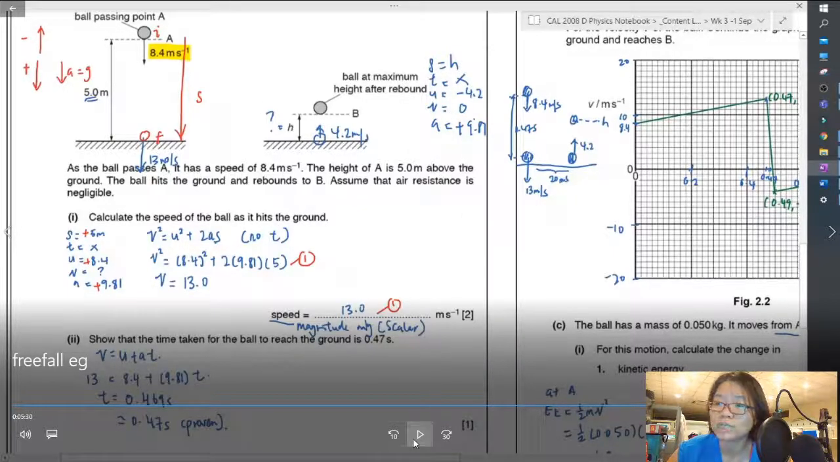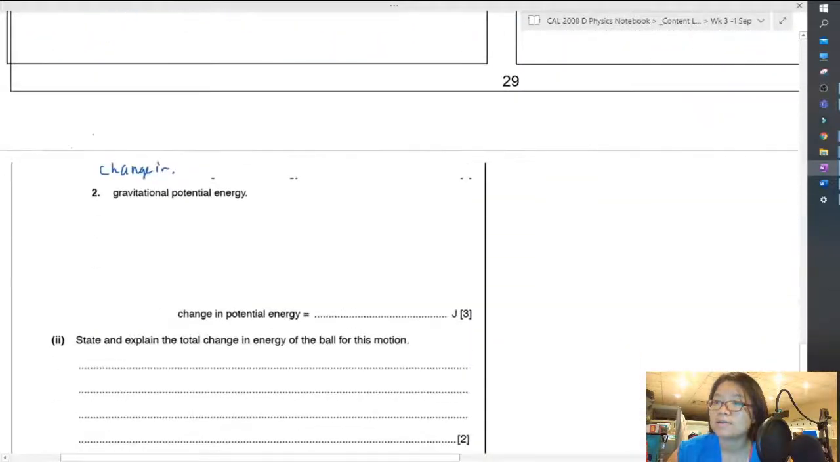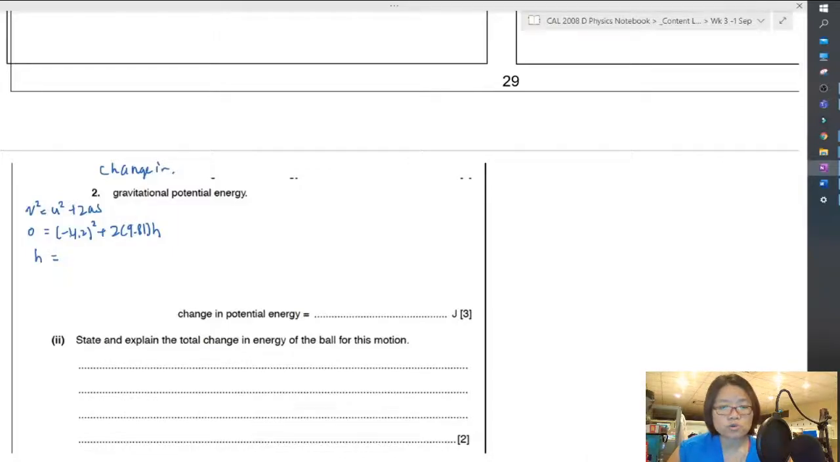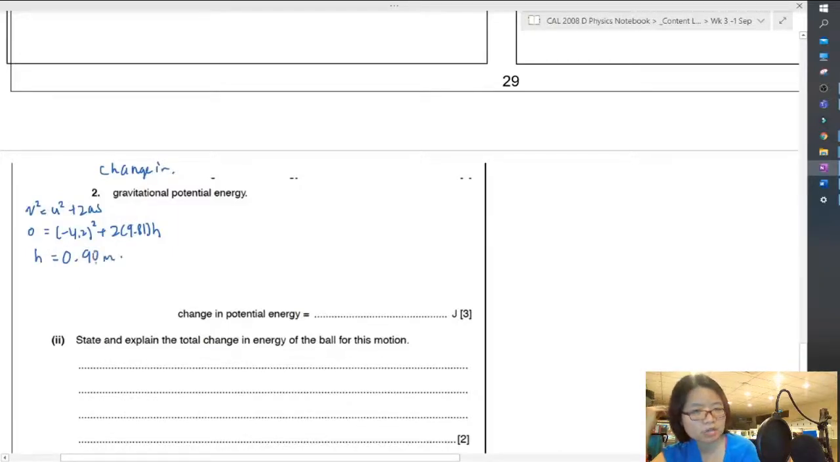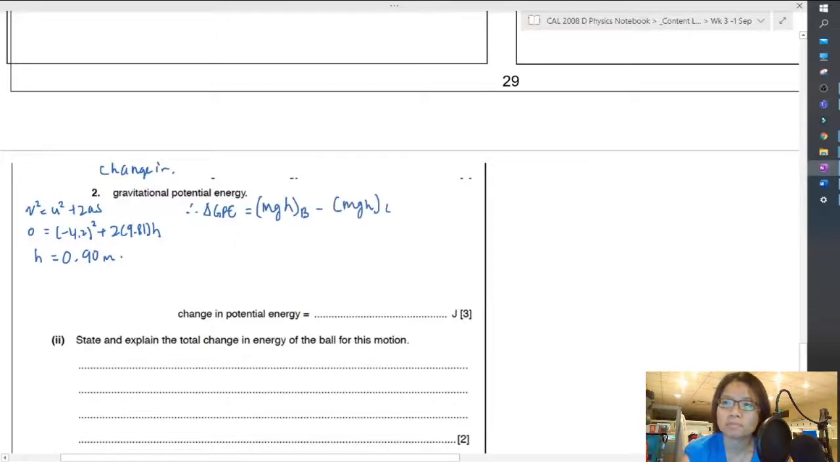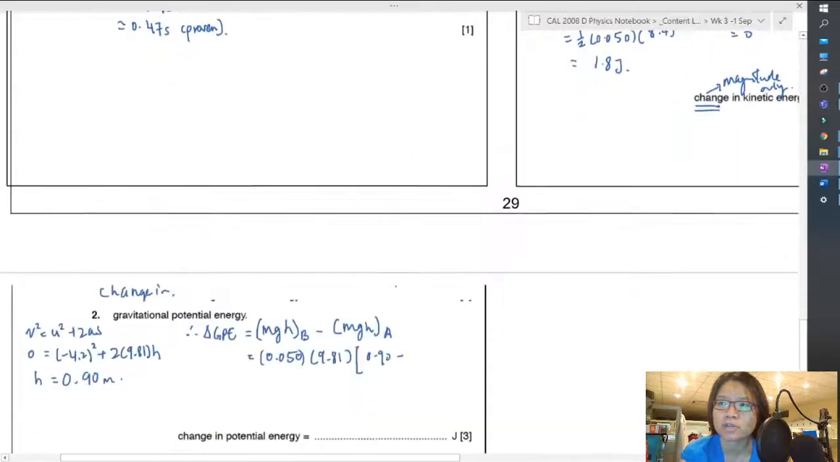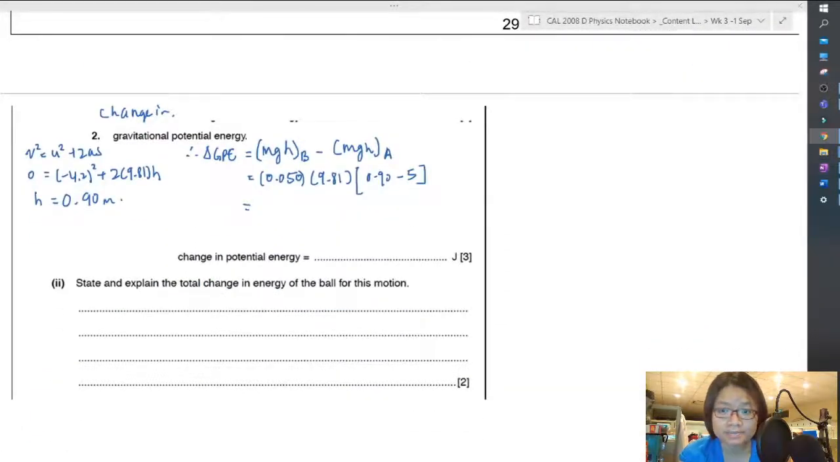Use the equation with no t. Alright? So in this case, I can use v squared = u squared + 2as. I'm looking for h, which is s. Alright? So your rebound height should be less than 5 meter, obviously. Around 0.9 meter. So a change in GPE will be mgh at B minus mgh at A, which is 0.05 times 9.81. h at B, which is 0.9. h at A, which is 5 meter. Okay, again, we're looking for the change. I'll take final minus initial, which is negative 2.0 joule.